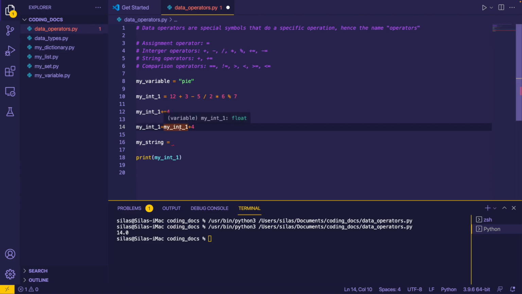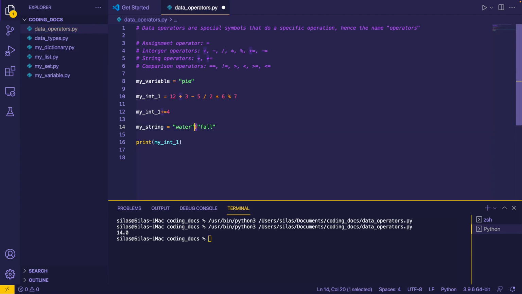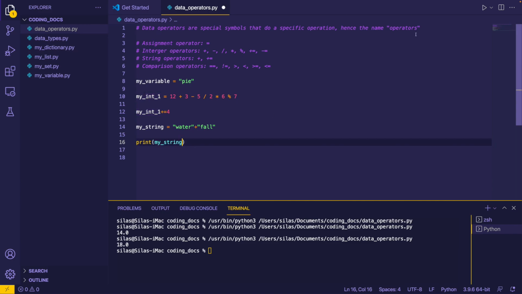Now this would assign 4 because we have my int, then we add 4, then we assign it to this. But this is a shortcut to this, so you don't have to do it that way. So my string equals water plus fall, and this operator, called the concatenation operator, joins 2 strings together. So the result would be waterfall. And if we printed my string to the terminal, there we go, waterfall.